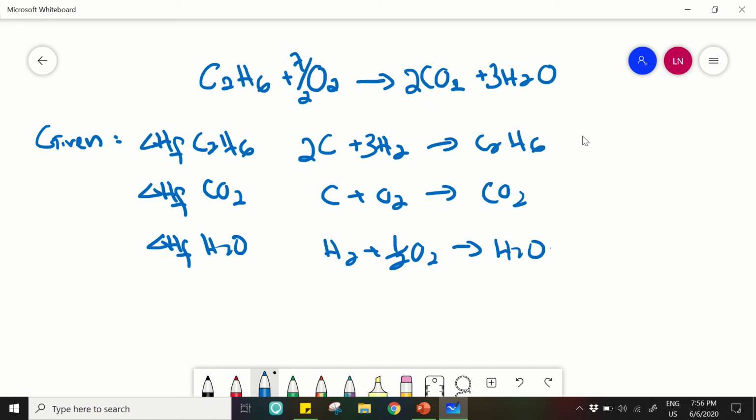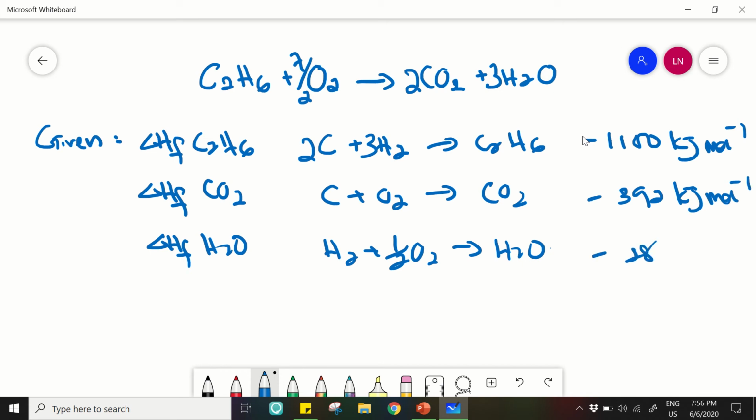And of course they give you the values as well. For formation of C2H6, for example, it's negative 1100 kilojoules per mole. For formation of carbon dioxide, let's say it's negative 392 kilojoules per mole, and for water, the formation of water is negative 286 kilojoules per mole. Okay, so that's the information given for the question.